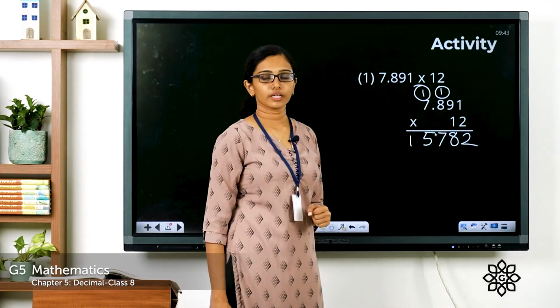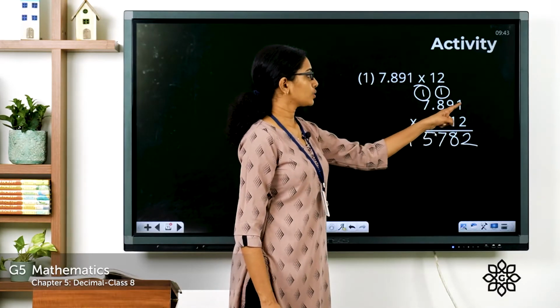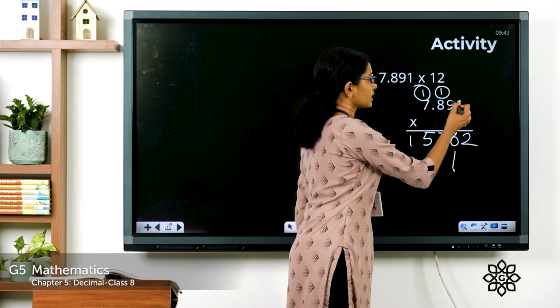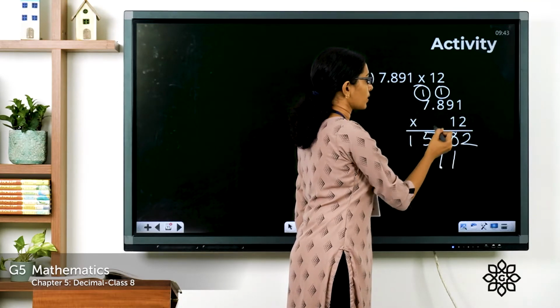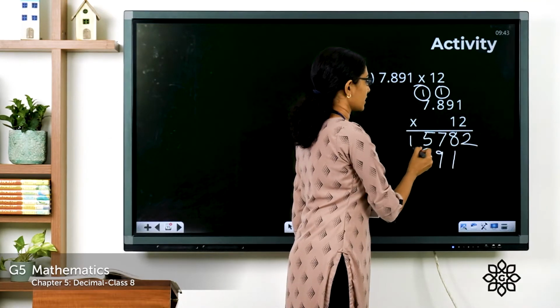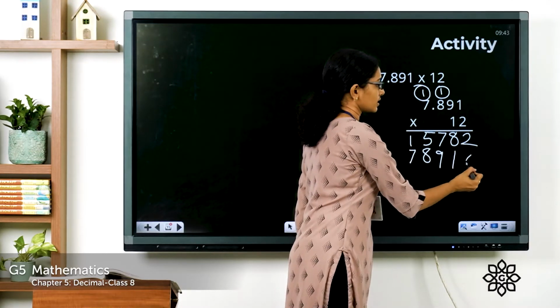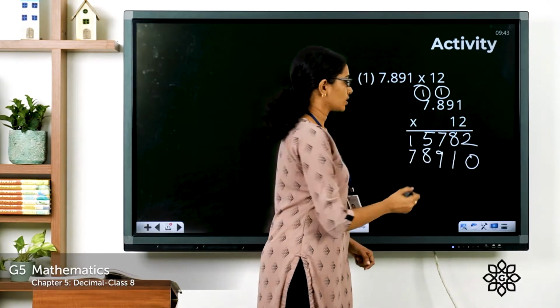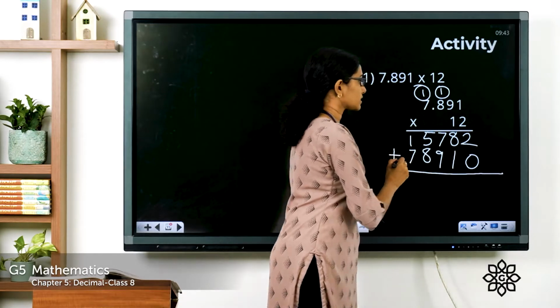Now there is one more digit in the multiplier. So 1 into 1, which is 1. 1 into 9, 9. 1 into 8, 8. 1 into 7, 7. Then inserting a 0 to correct the columns. Now let's add the products.